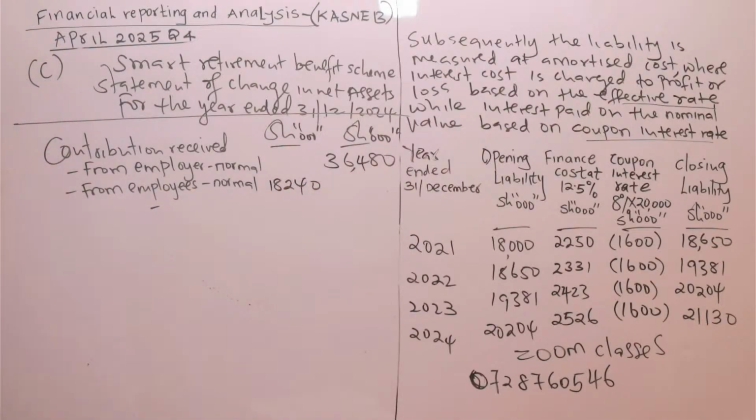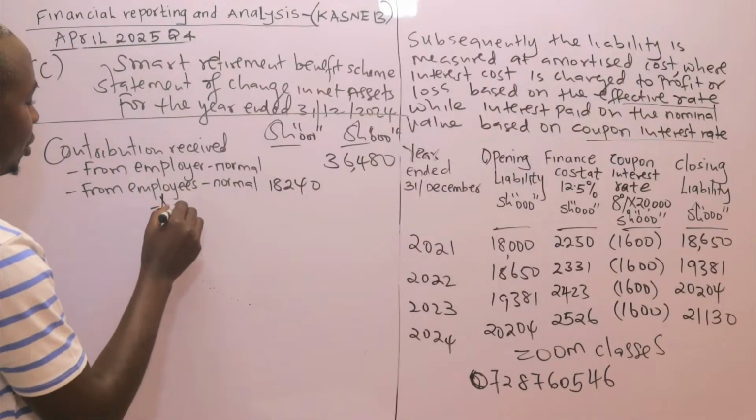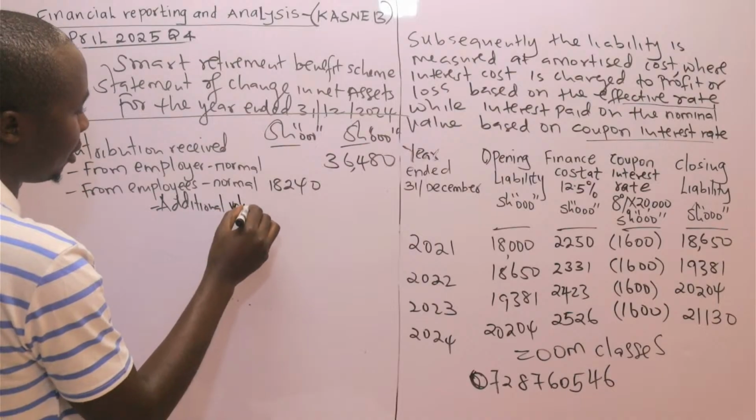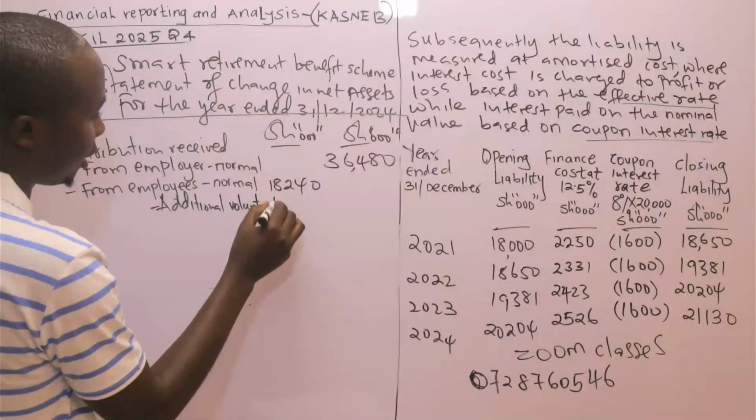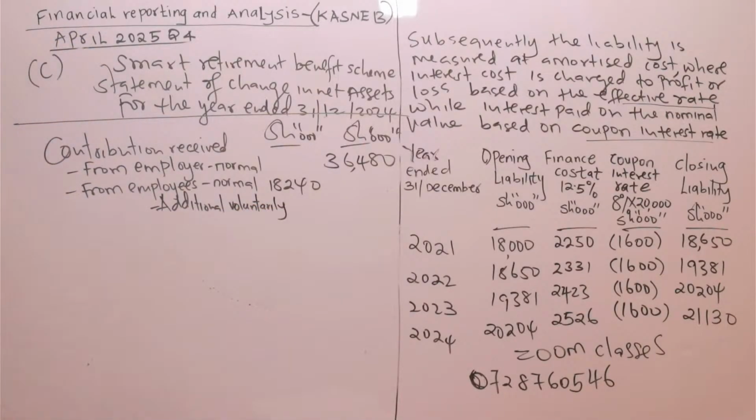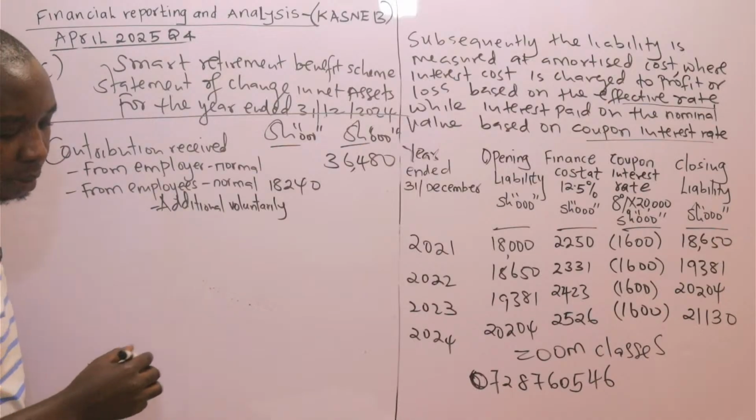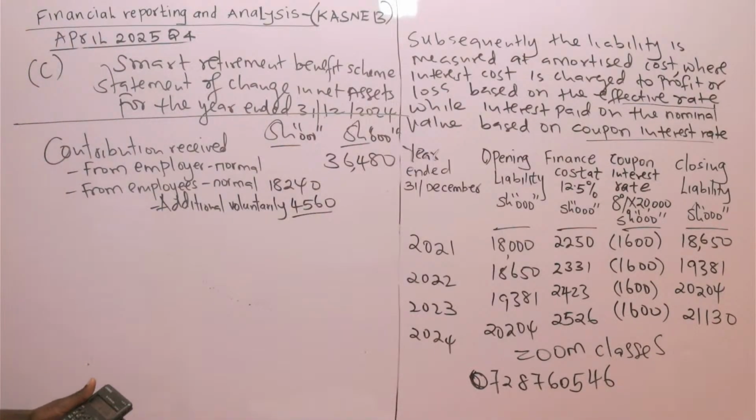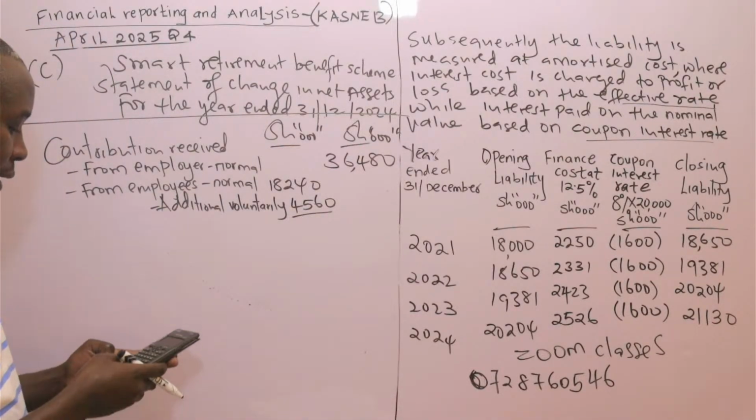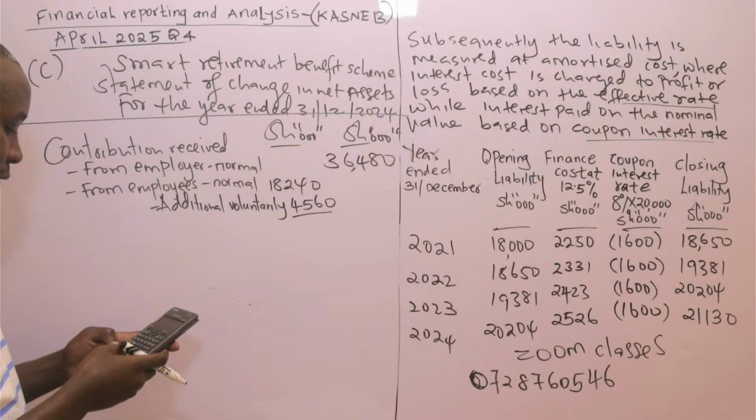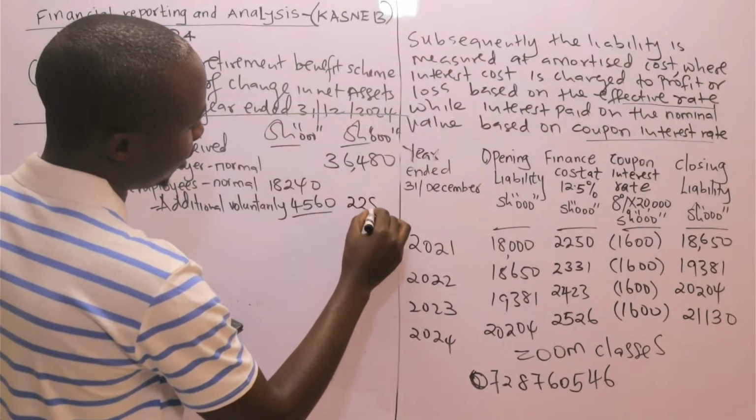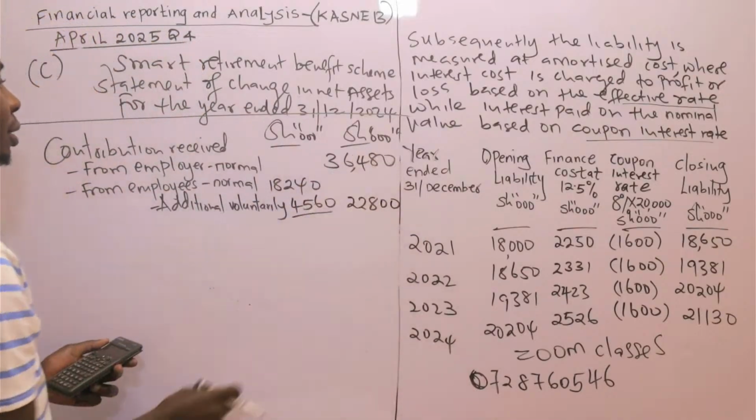But if you check in your trial balance, other than the normal one from employee, there's additional voluntary contribution. The one which the employee did voluntarily, the additional one, is 4,560. So from the employees we have the normal and the voluntary one: 18,240 plus 4,560, so we have a total of 22,800. From the employer, it was 36,480.